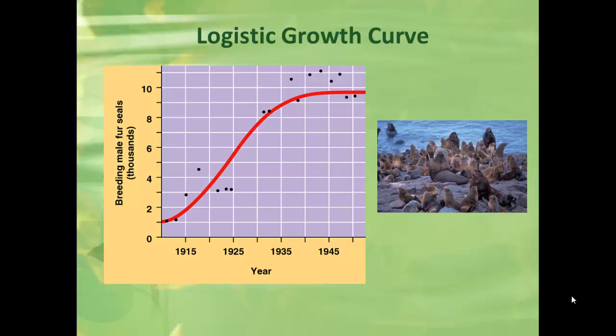So when you look at a logistic growth curve, you will see that it almost makes the letter S. The exponential growth curve makes the letter J. With continuing optimal conditions, they're going to keep reproducing. However, the logistic growth curve will level off as resources reach their max, as the breeding male fur seals reach their carrying capacity.